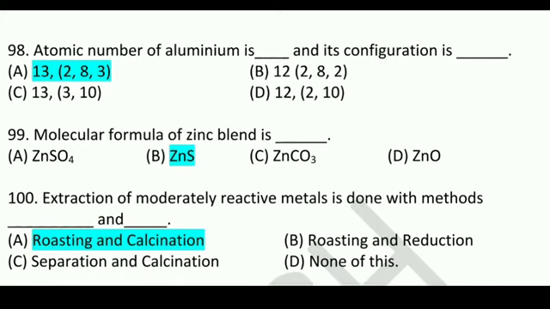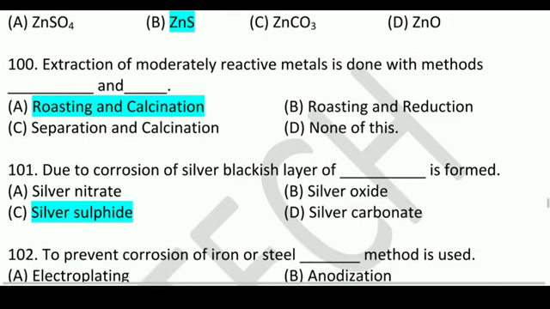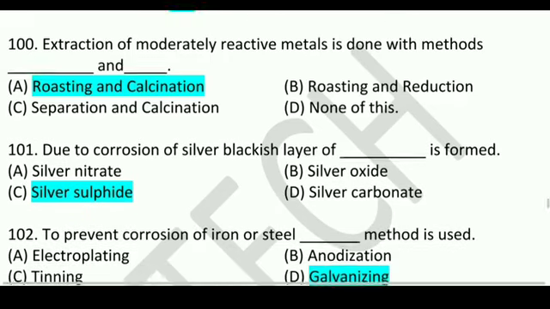Atomic number of aluminium is dash and its electronic configuration is dash. So, atomic number of aluminium is 13 and its electronic configuration is 283. Molecular formula of zinc blende is ZnS. Extraction of moderately reactive metal is done with methods dash and dash, with the method roasting and calcination.